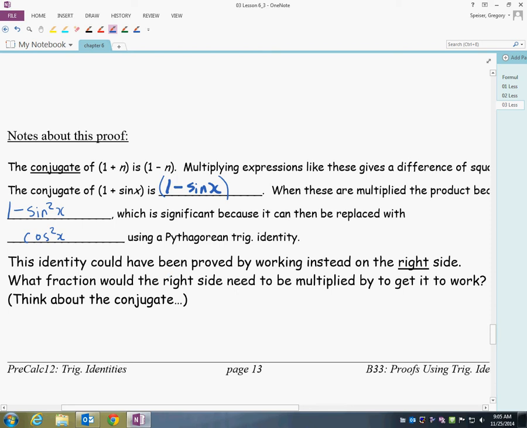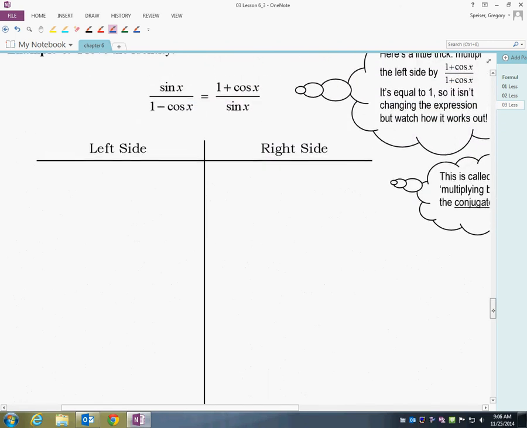What fraction would the right side need to be multiplied by to get it to work? Think about the conjugate. Let's look at them both. We can work with either side. If we were going to work with the right-hand side, the conjugate here would be 1 minus cos of x. And so we could multiply by 1 minus cos of x all over 1 minus cos of x, right? So then we're multiplying by 1 and it doesn't change it.